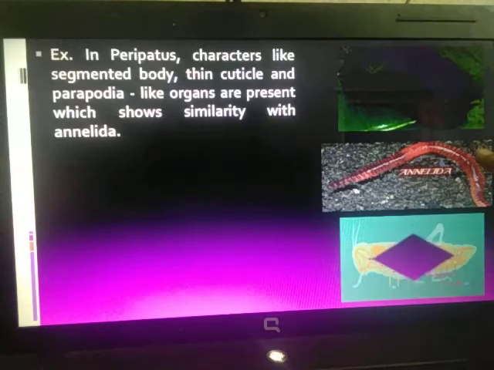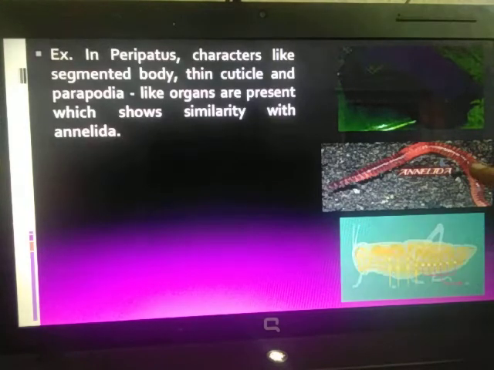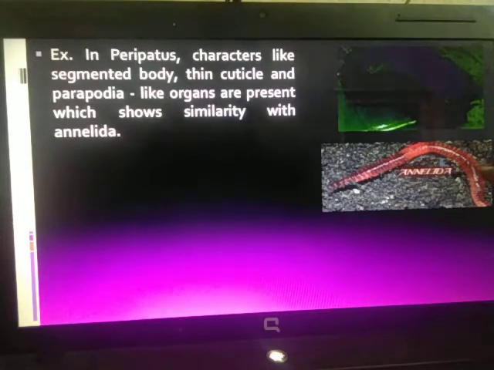You can see the picture of an earthworm over here. You can see that there are segments on the body similar to that of the peripatus. Okay, and this is called as the shining surface. This shining surface is nothing but a cuticle. So it is also present on the peripatus. So it is showing similarity with the annelid. Now let us see which is the next organism it is showing similarity to.